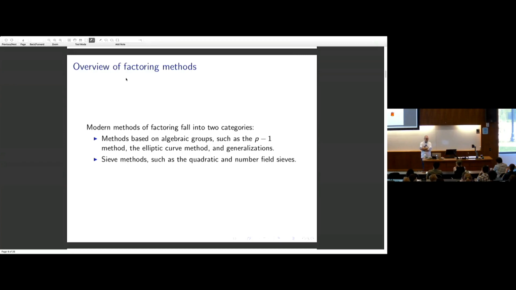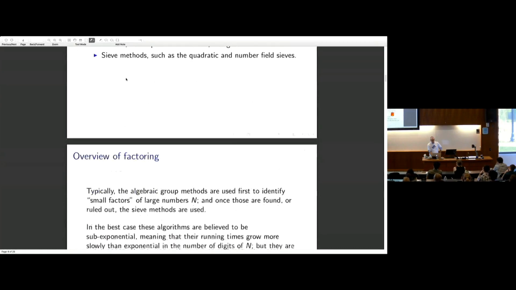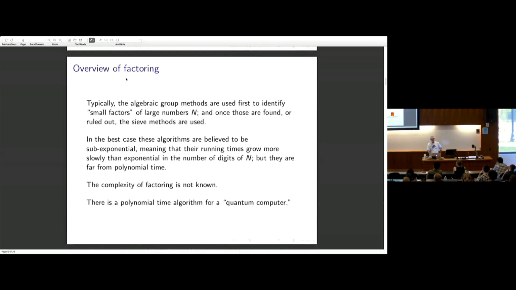So in practice, what you do is you use an algebraic group method to rule out small prime factors. First you do trial division, then you do an algebraic group method. Then the number that's left, you apply one of these sieve methods to. They're typically done in a distributed setting, on many computers, and it's kind of a big production. So as I mentioned, typically you use an algebraic group method to find the small factors of your number, and then when you are ready, you use a sieve method.